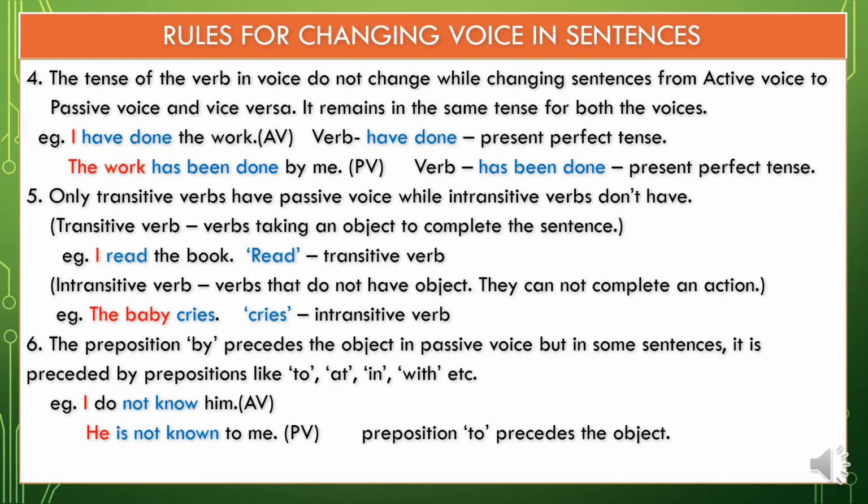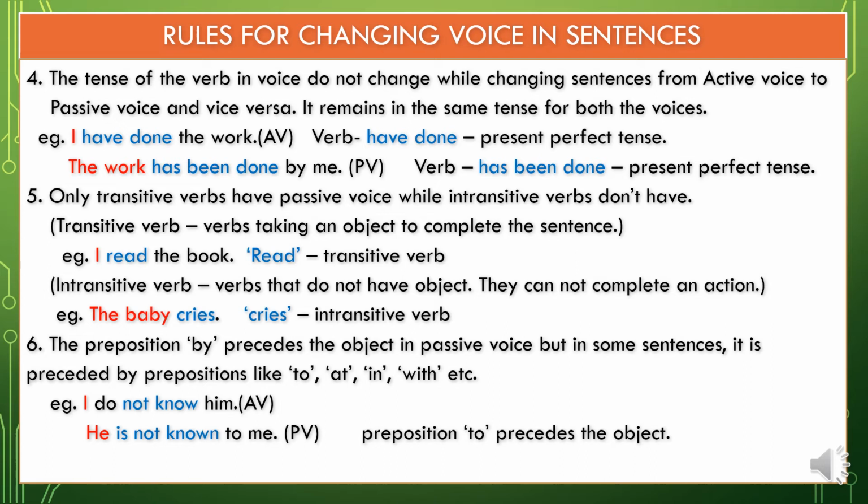Then the last rule is the preposition by precedes the object in passive voice, but in some sentences it is preceded by prepositions like to, at, in, with, etc. So generally, while changing the voice from active to passive, in passive voice the object is always preceded by the preposition by. But there are some exceptional cases in which instead of by we have to use prepositions like to, at, in, with, etc. I am giving one example.